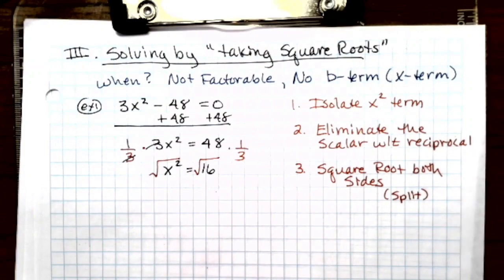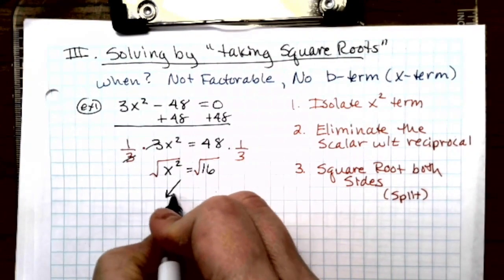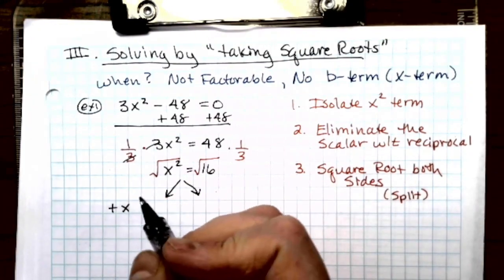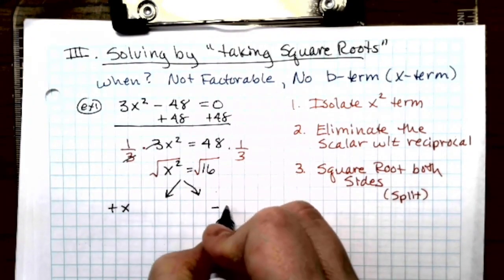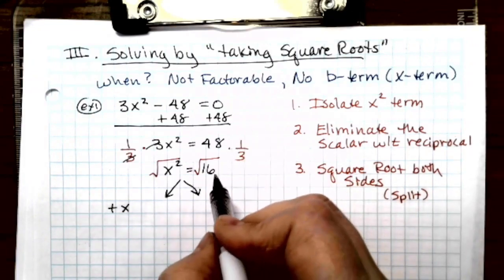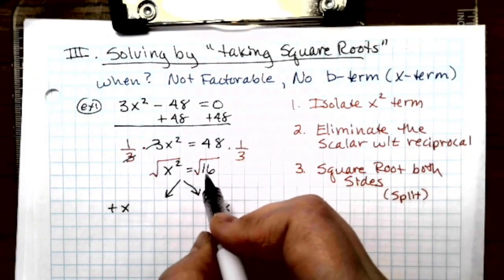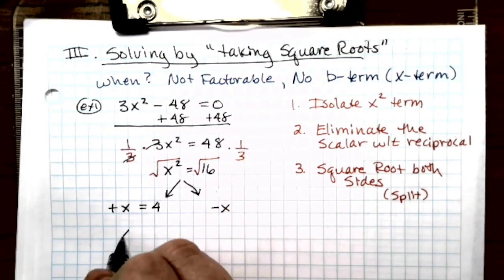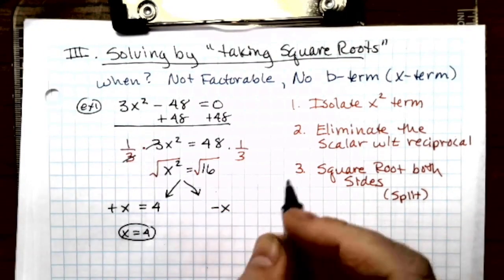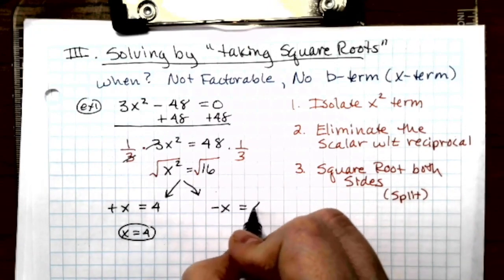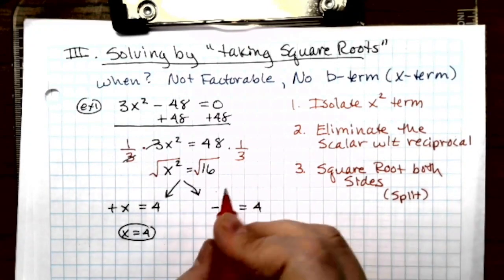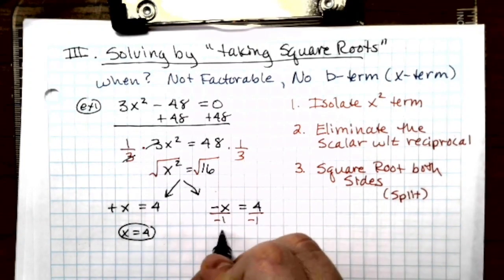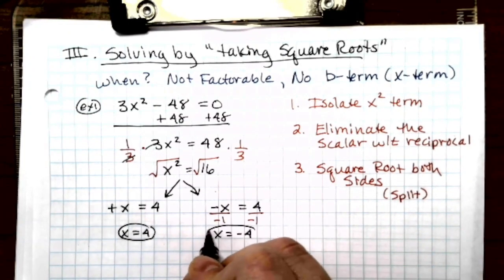Here is the split. You have 2 x's, one comes out. One of them is a positive x, one of them is a negative x. And we already established from a previous problem, 16 is 4 times 4, so 2 4s, one comes out. So we get x equals 4 and negative x equals 4. So of course we're going to multiply or divide by a negative 1. And that gives us x equals negative 4.